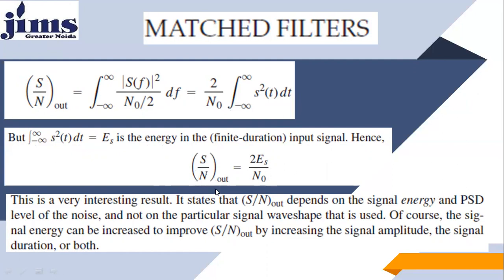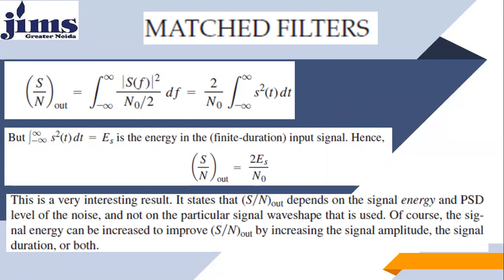So the final expression, which is very important: S by N ratio at the output of a matched filter is 2E upon N naught. E represents the energy of the signal, and N naught represents the noise, or you must say white Gaussian noise, right? This is a very interesting result. It states that S by N out depends on the signal energy and the power spectral density of the noise, and not on the particular signal waveform that you use. So S by N totally depends upon two factors: the energy contained in the pulse and the noise content, rather than its shape.